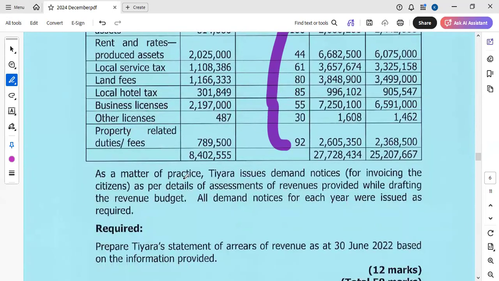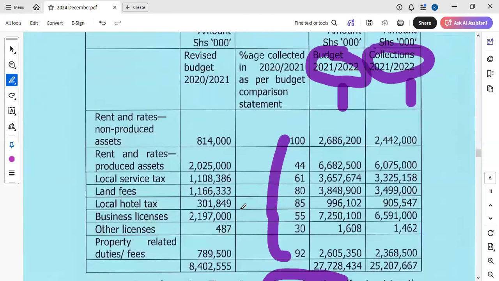As a matter of practice, Tayara issues demand notices for invoicing the citizens as per the details of the assessments of the revenues provided. While drafting the revenue budget, so as you draft your revenue budget, you also go ahead and issue the demand notices. All the demand notices for each year were issued as required.